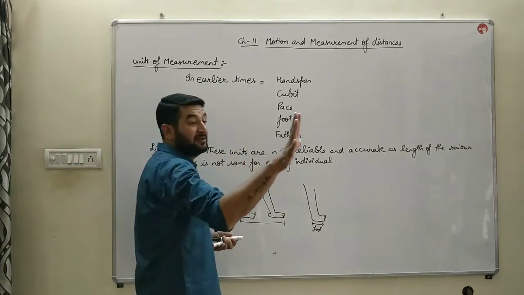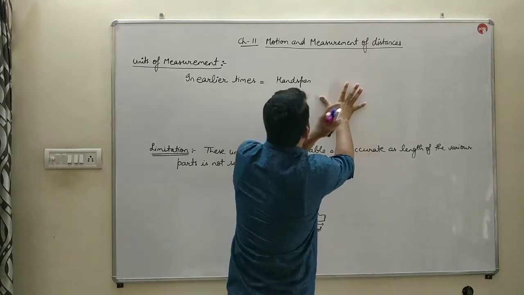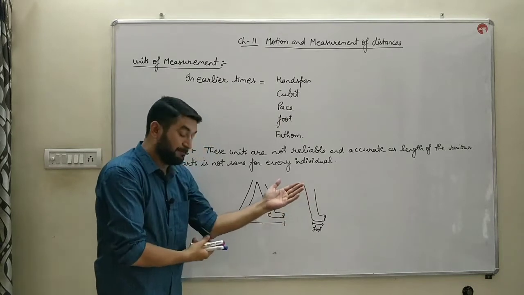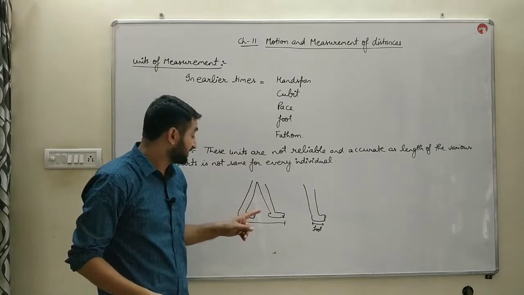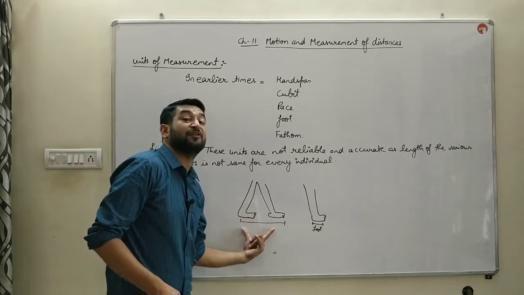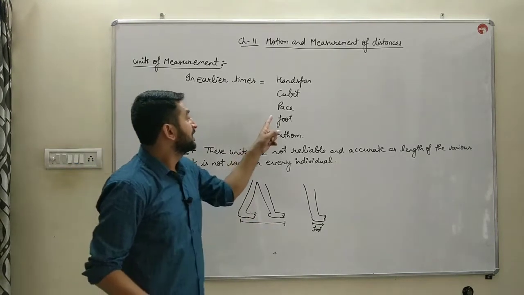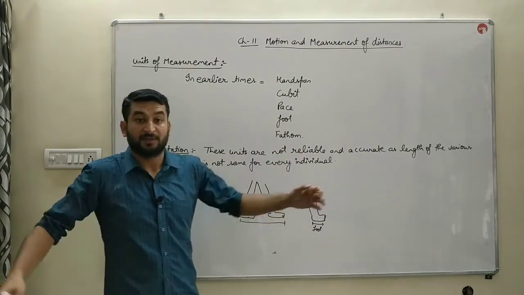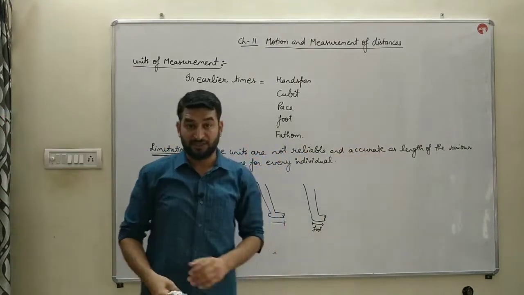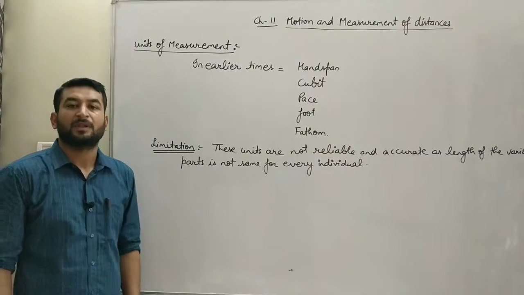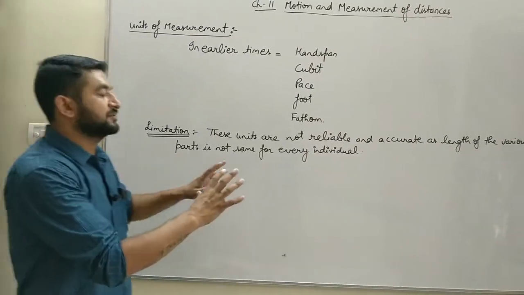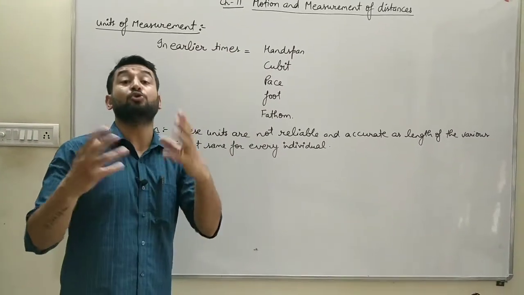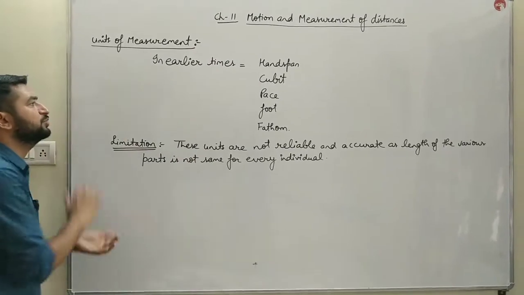The first one is hand span. The length of this tip to this tip is known as hand span. Cubit. The length of the arm till this bend is known as cubit. Next is pace. The distance between one step of a normal person is known as pace. Foot. The length of the foot. Next, fathom. The length of the stretched arms is known as fathom. Now we will measure the length of this board by these units. I'll show you how we use those units. First we'll use hand span.